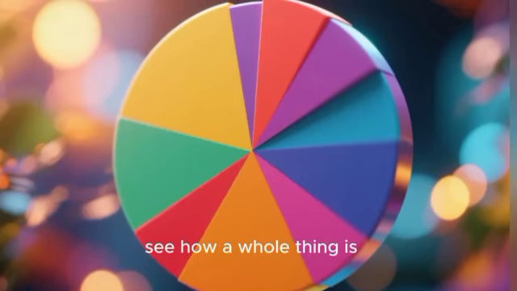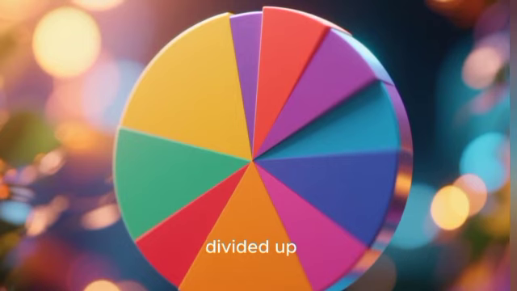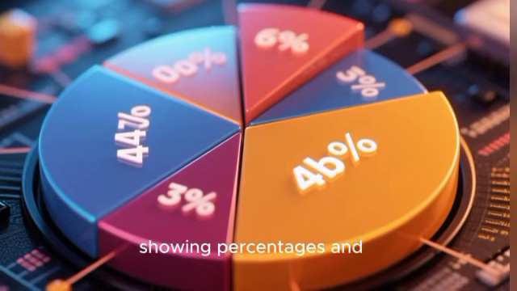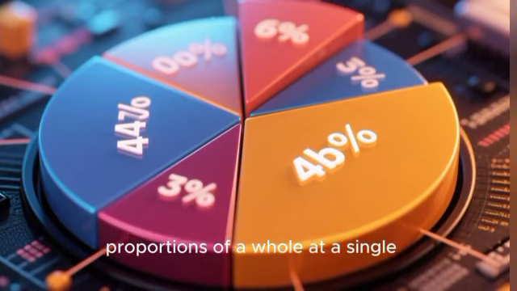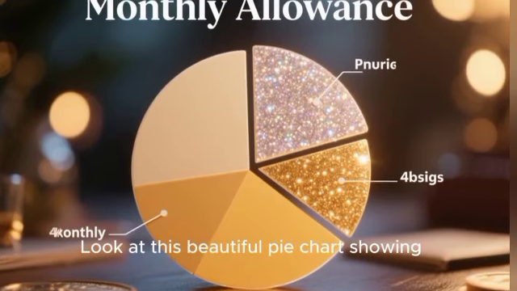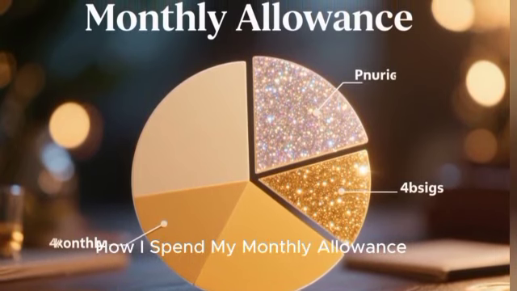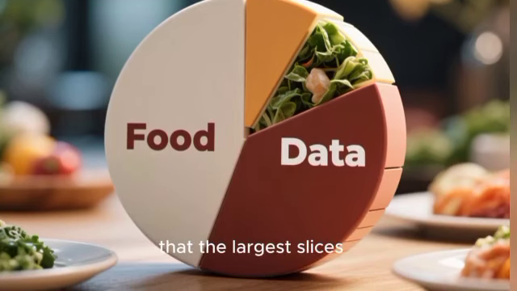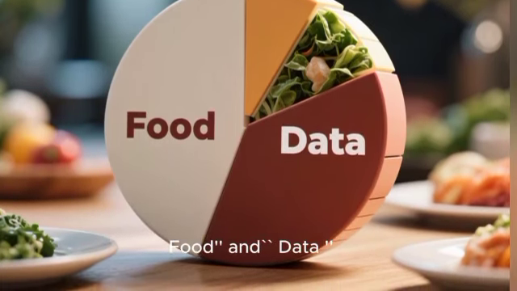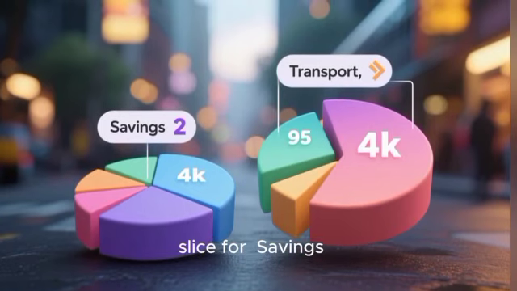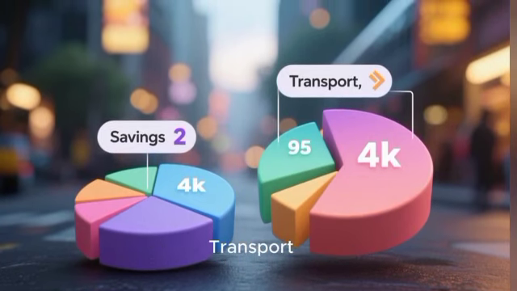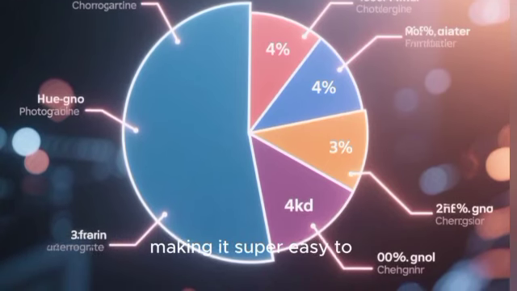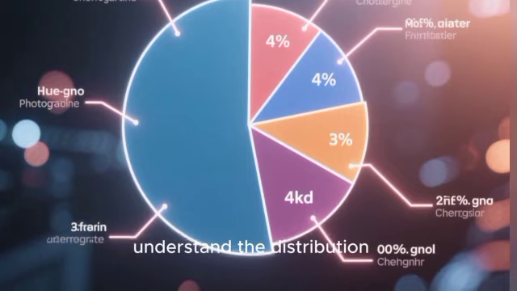And when you need to see how a whole thing is divided up, you use a pie chart. It's perfect for showing percentages and proportions of a whole at a single point in time. Look at this beautiful pie chart showing how I spend my monthly allowance. You can see at a glance that the largest slices are for food and data. There's a smaller slice for savings and a tiny little sliver for transport. Each slice is labeled with a percentage, making it super easy to understand the distribution.